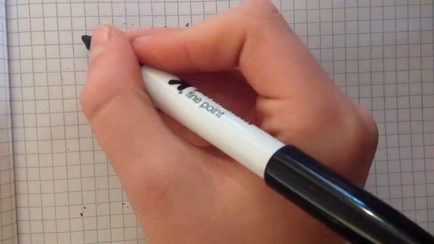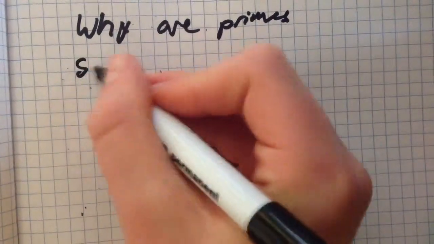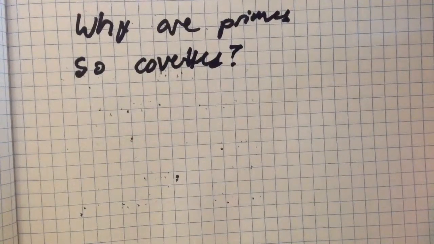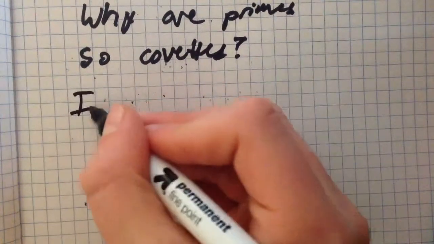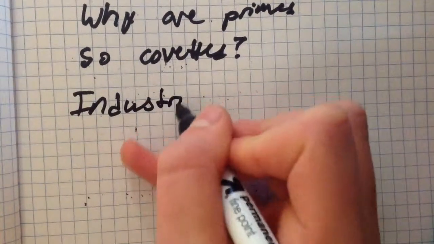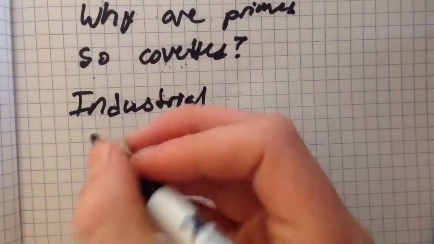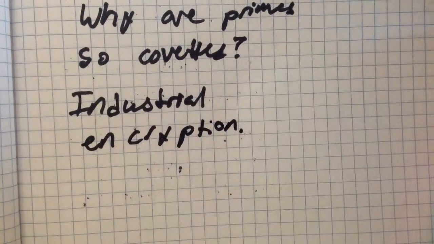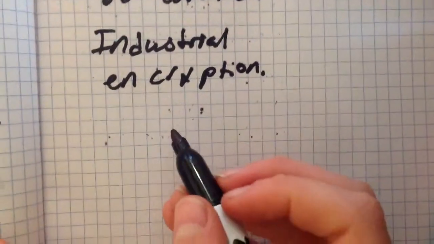As I jump into the next part, I just want to say that was partially thanks to Thomas K. Caldwell's article. So, why are primes so coveted? That's the second question that I'm going to answer. It's a good question. I touched on it last time, but not very well. And the answer is 2 words. It's industrial and encryption. So it seems strange, but I'll explain it. And that's most of the reason why primes are so important.